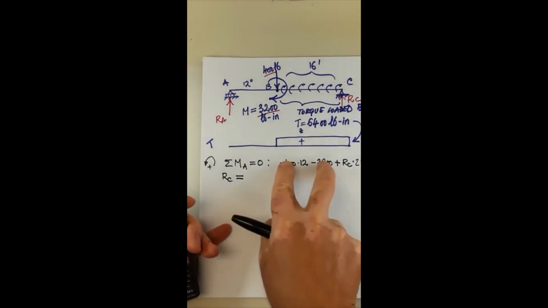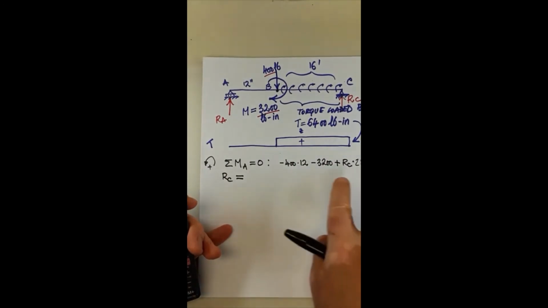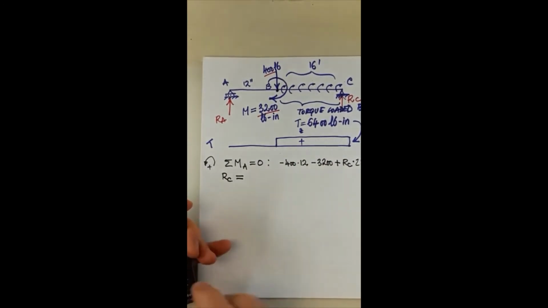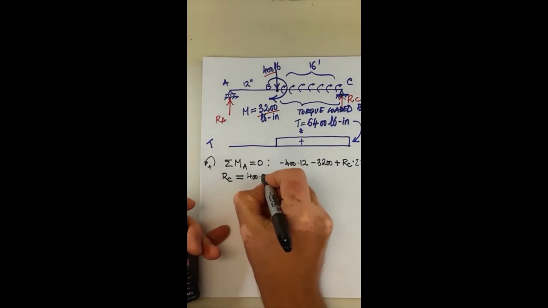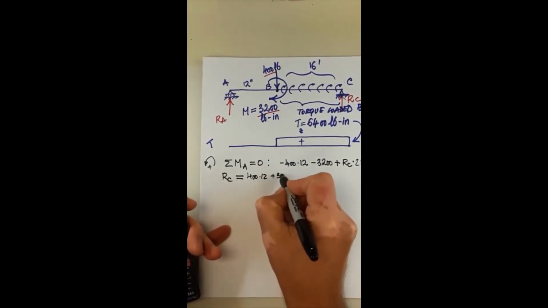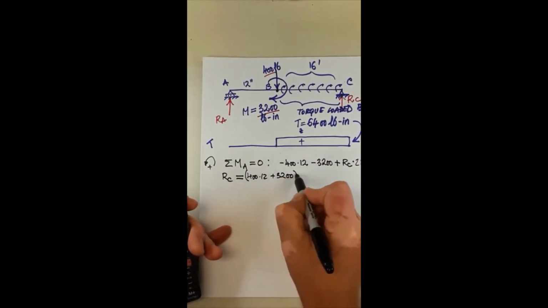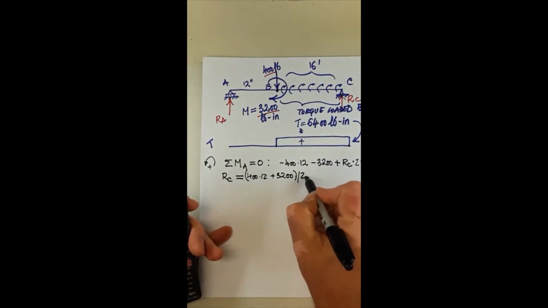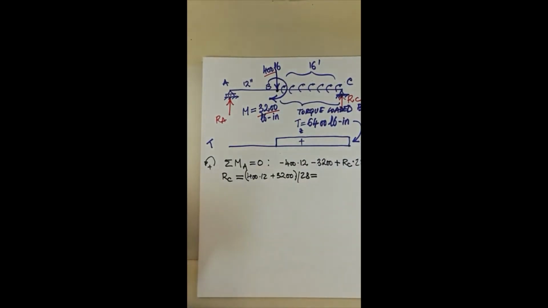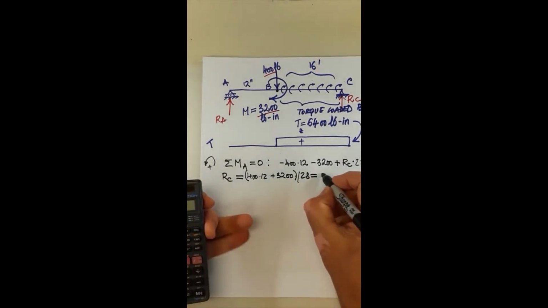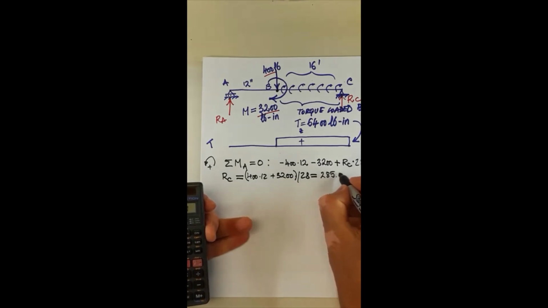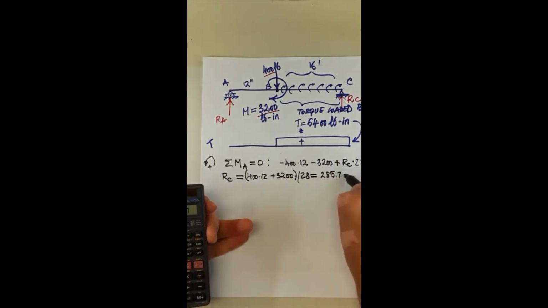So I get for RC, this group negative goes to the other side and turns positive, so RC is going to be a positive value. It's going to be 400 times 12 plus 3200, which by itself is a moment, divided by 28. So what do we have? 400 times 12 plus 3200, over 28, equals 285.7 pounds.